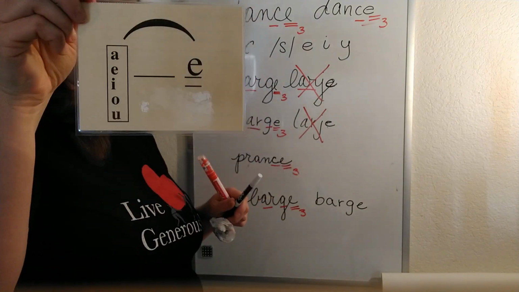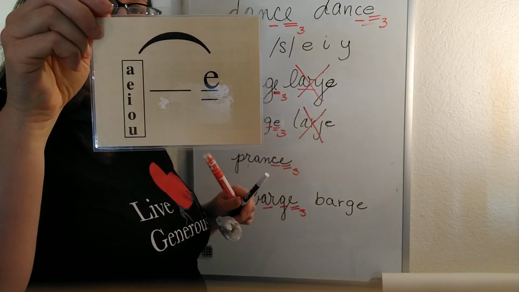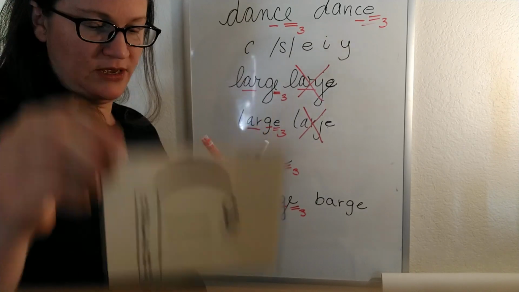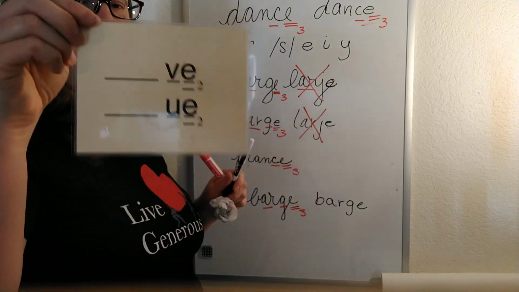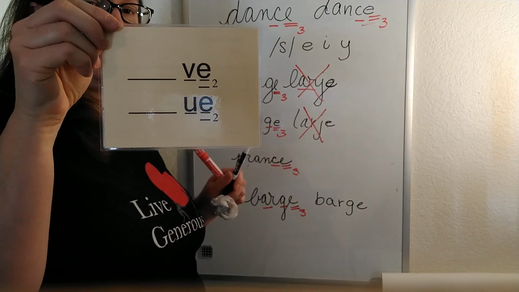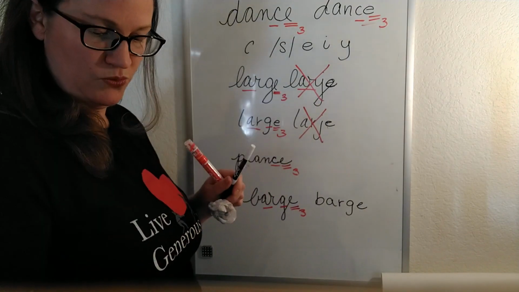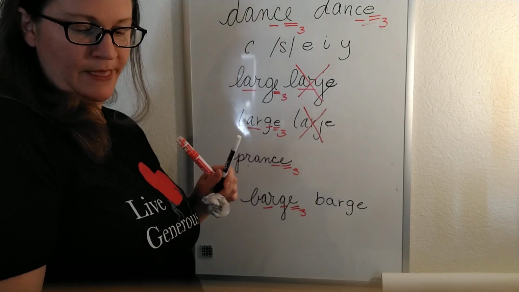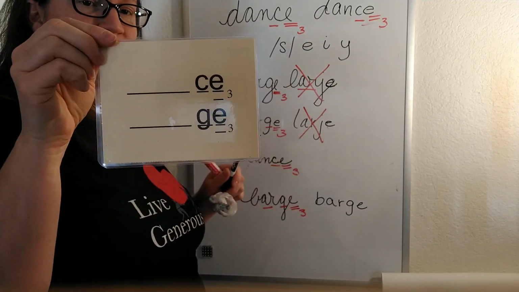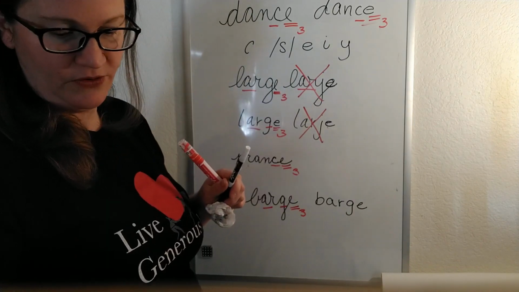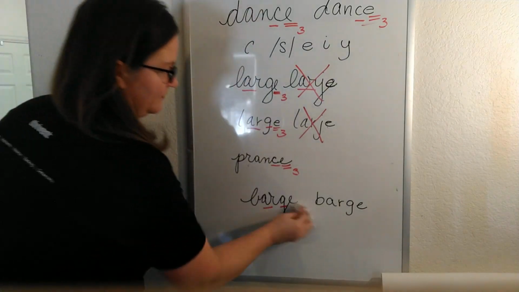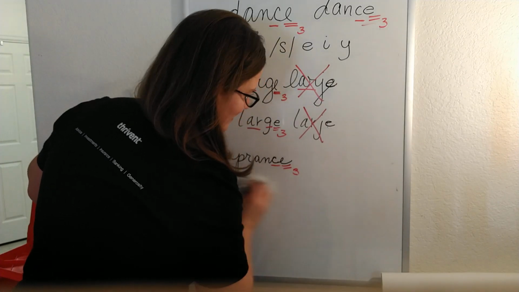Rule number 1. The vowel sound changes because of the E. Number 2, or type 2 of this E: English words do not end in V or U. And the third one: C says S and G says J because of the E. All right. I keep wanting to say after E, I, or Y. Yeah.